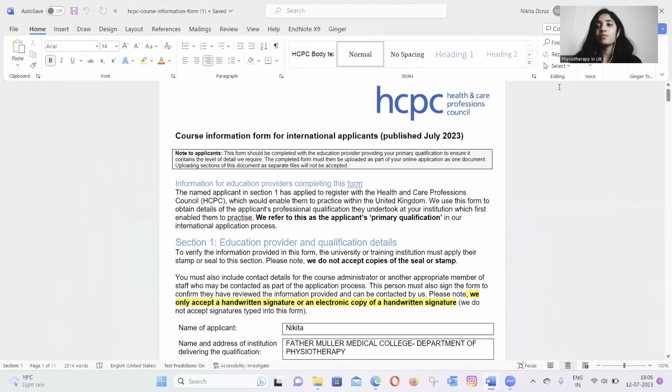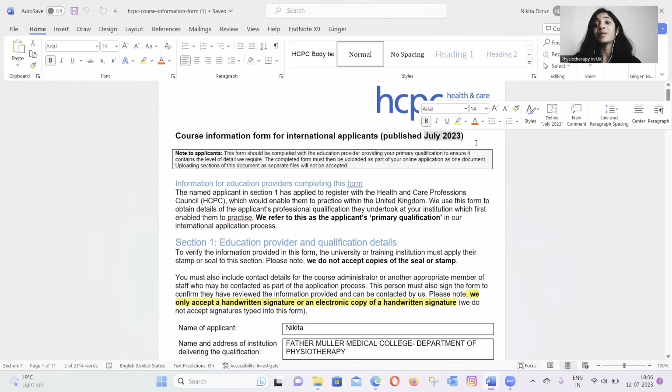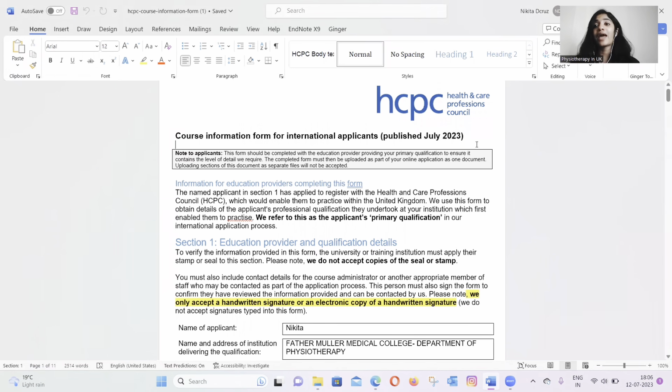So now we've come to the Word document where you can sit and edit the course information form. Now, as you can see, this form was published in July 2023. So that is right now today. But this form, like I said before, can be used from today or from the 1st of September 2023.